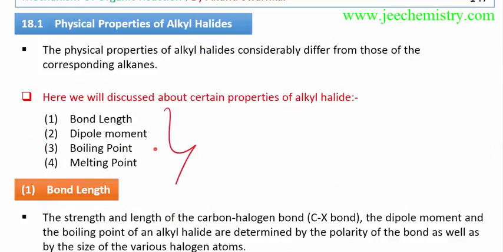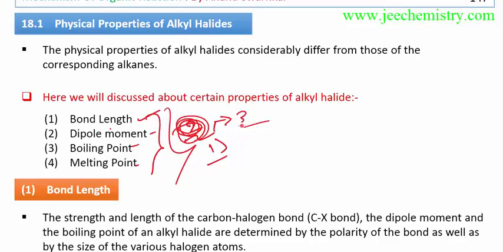The main things in this topic of alkyl halide are the physical properties we have to learn: the bond length, which is also important, dipole moments, boiling point, and melting point. This is very important. On average 2 questions are asked, sometimes 3. One question will definitely be asked from these properties in IIT JEE examinations, and in state level and other examinations generally 2 questions will be asked, on concepts like bond length and dipole moment.